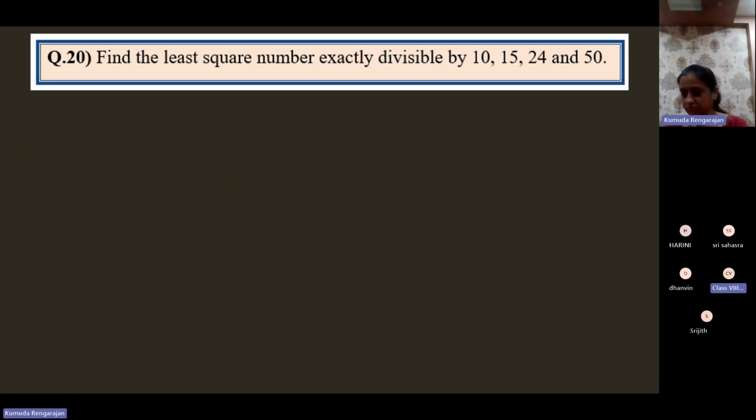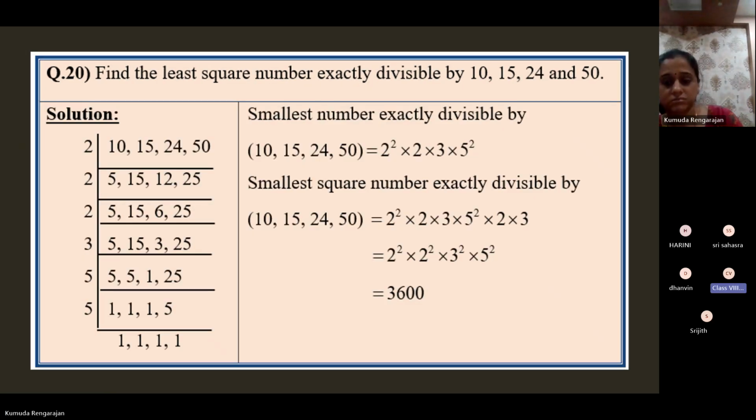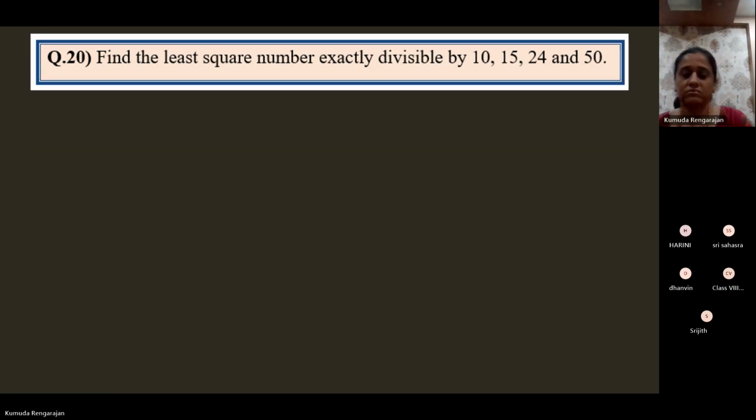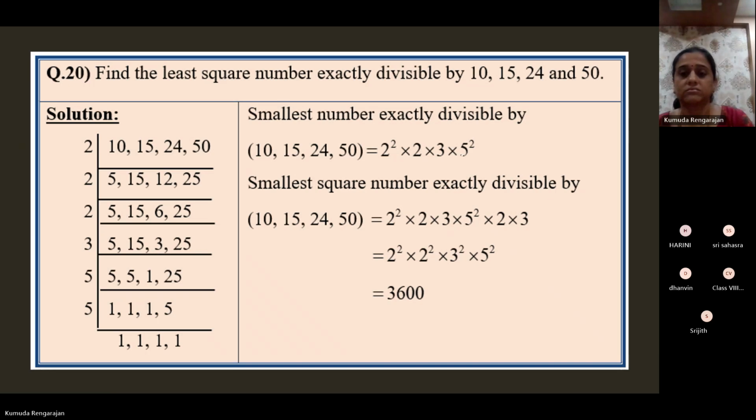Ma'am, 600 is the LCM. Yes, ma'am. Answer as shown in the slide. Did you get these prime factors? Yes, ma'am. 2, 2. I got only one 3. See here: 2 squared into 2 into 3 into 5 squared.